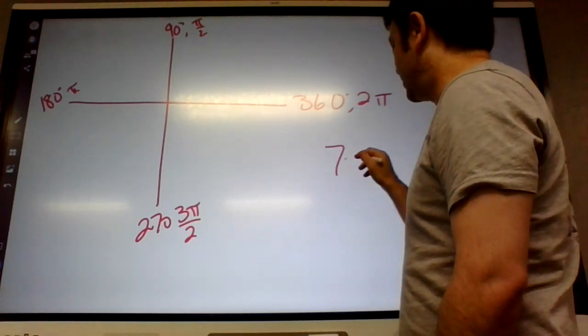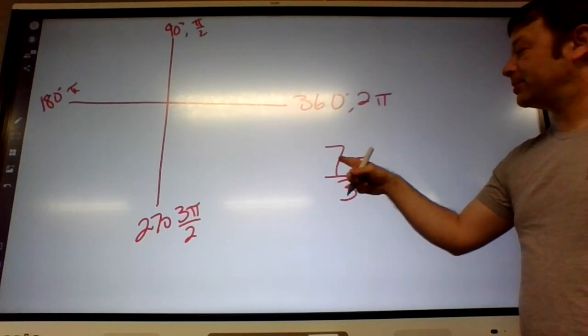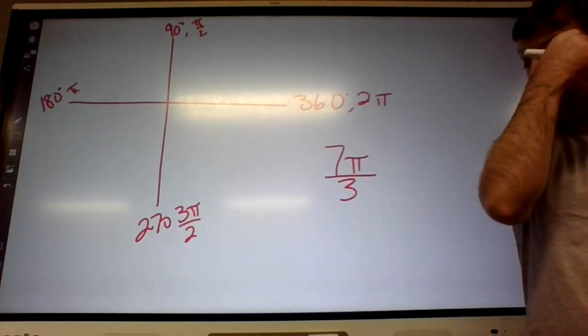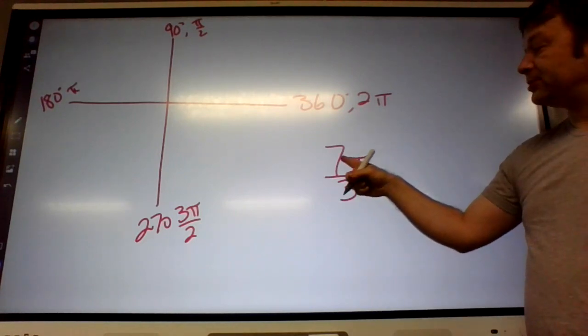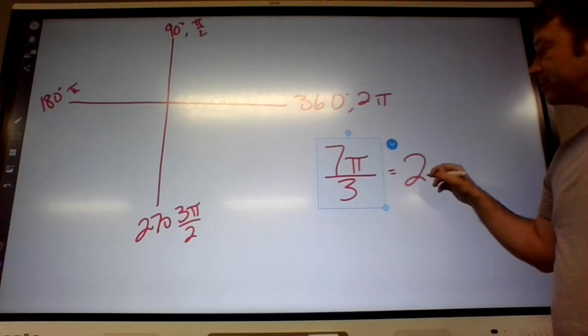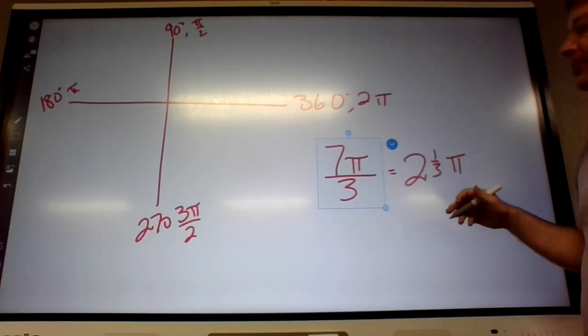Alright, so on number 1, we're supposed to draw 7 pi over 3. Probably the best way to think about it is change it to a mixed number. How do we change 7/3 into a mixed number? Do 7 divided by 3, which is 2 with the remainder of 1. So it'd be 2 and 1/3 pi.